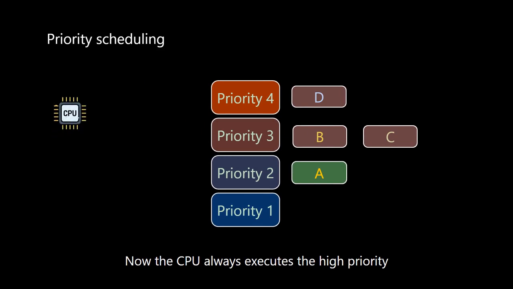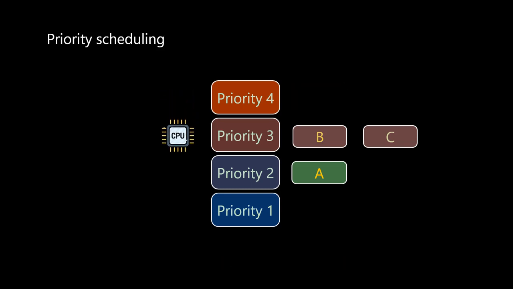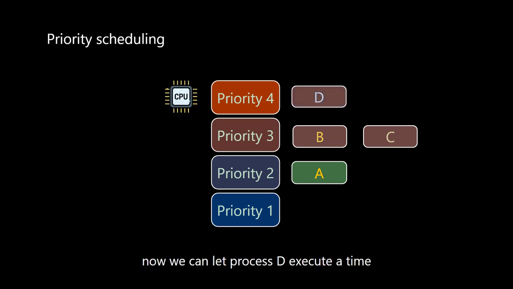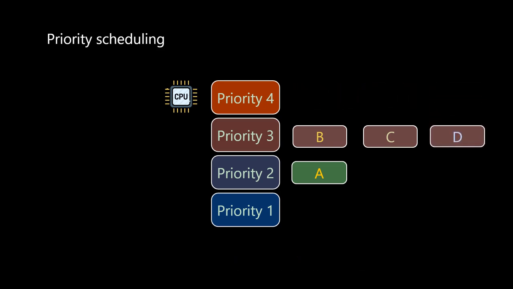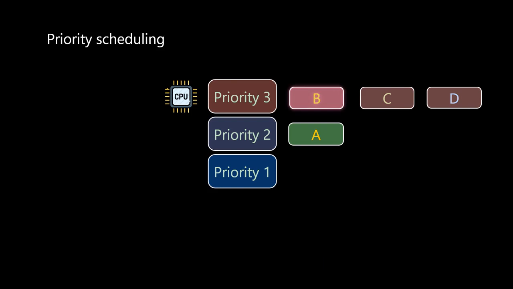Now, the CPU always executes the highest priority, so process D is executed. But if the priority is always this way, the remaining processes can only wait for process D to complete. Therefore, we still need time slice rotation. For example, now we can let process D execute a time slice first, and then reduce the priority of process D by one value to the end of priority 3. Because priority 4 has no process anymore, priority 3 is the highest priority, and process B is executed.